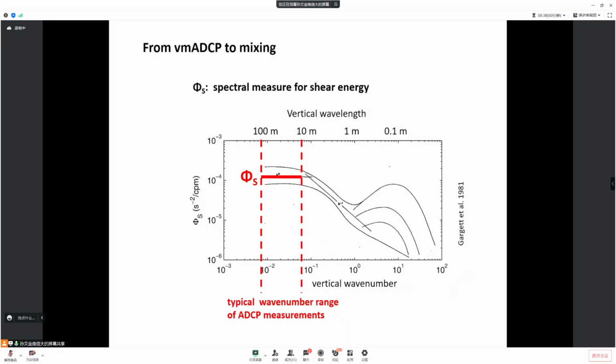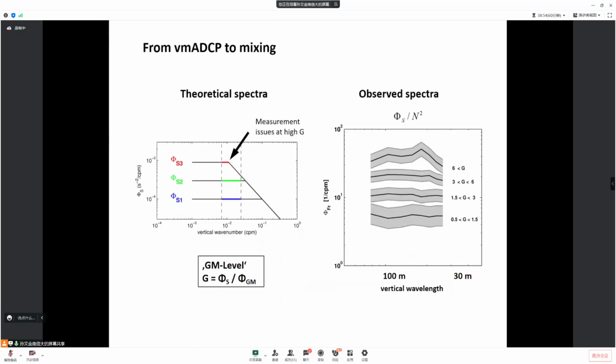And we use the spectral level, so the power spectral level, which is called here phi S. We use it as a measure for the shear energy of the internal wave field. So here on the left panel, we see again the theoretical shape of this spectrum on the fine scale. And we see that for different shear energies of the internal wave field, we get different levels of the power spectral density.